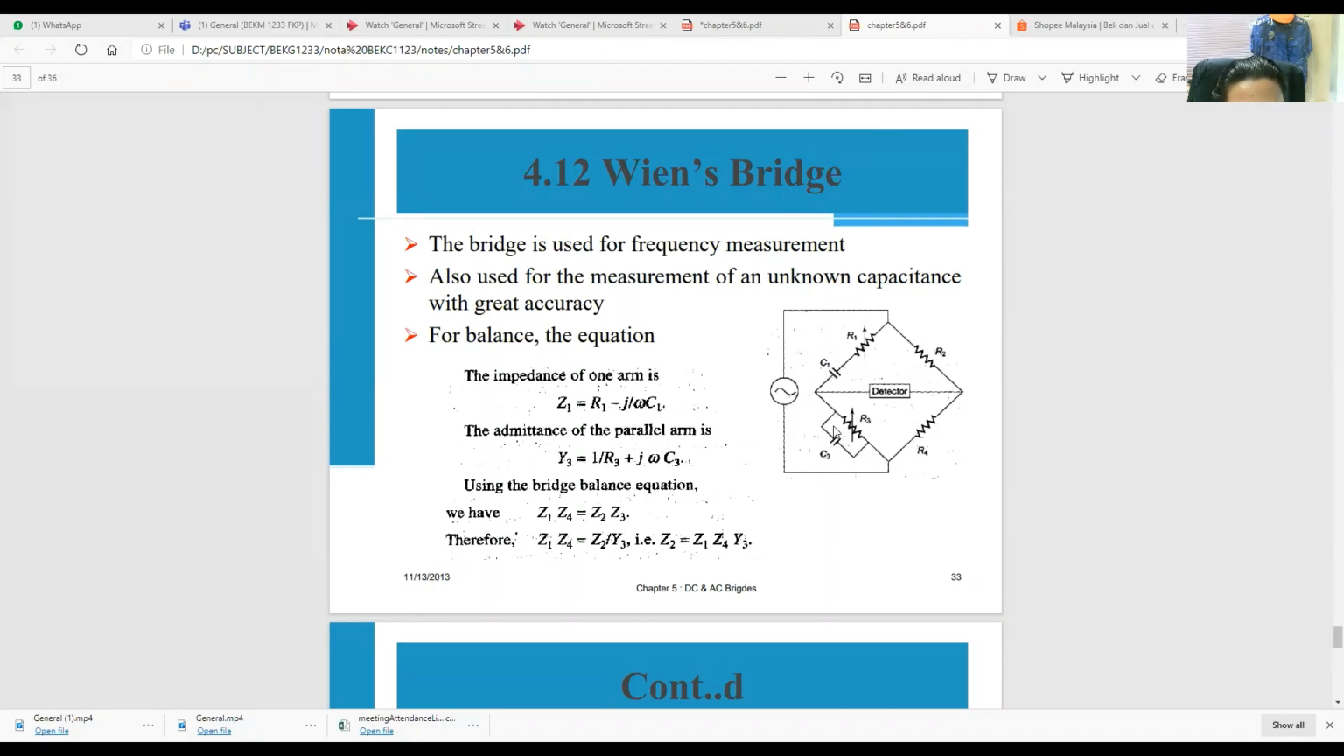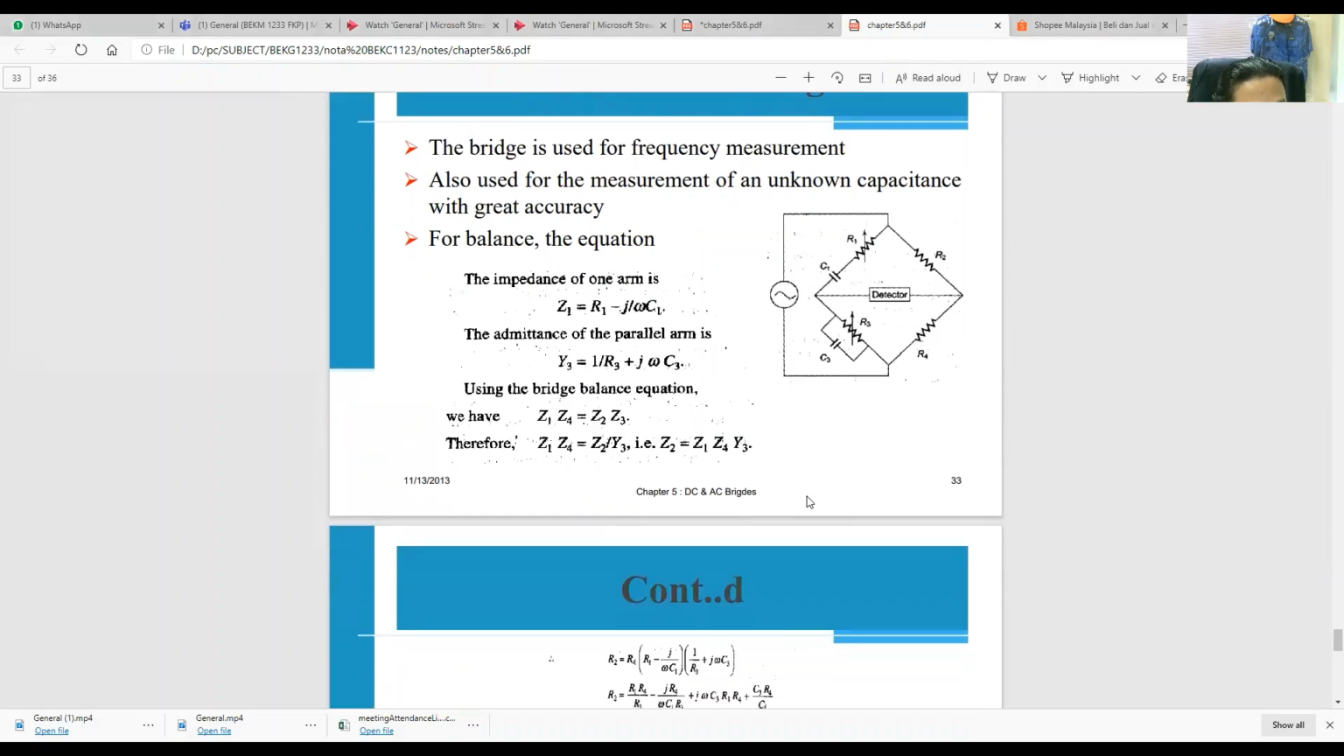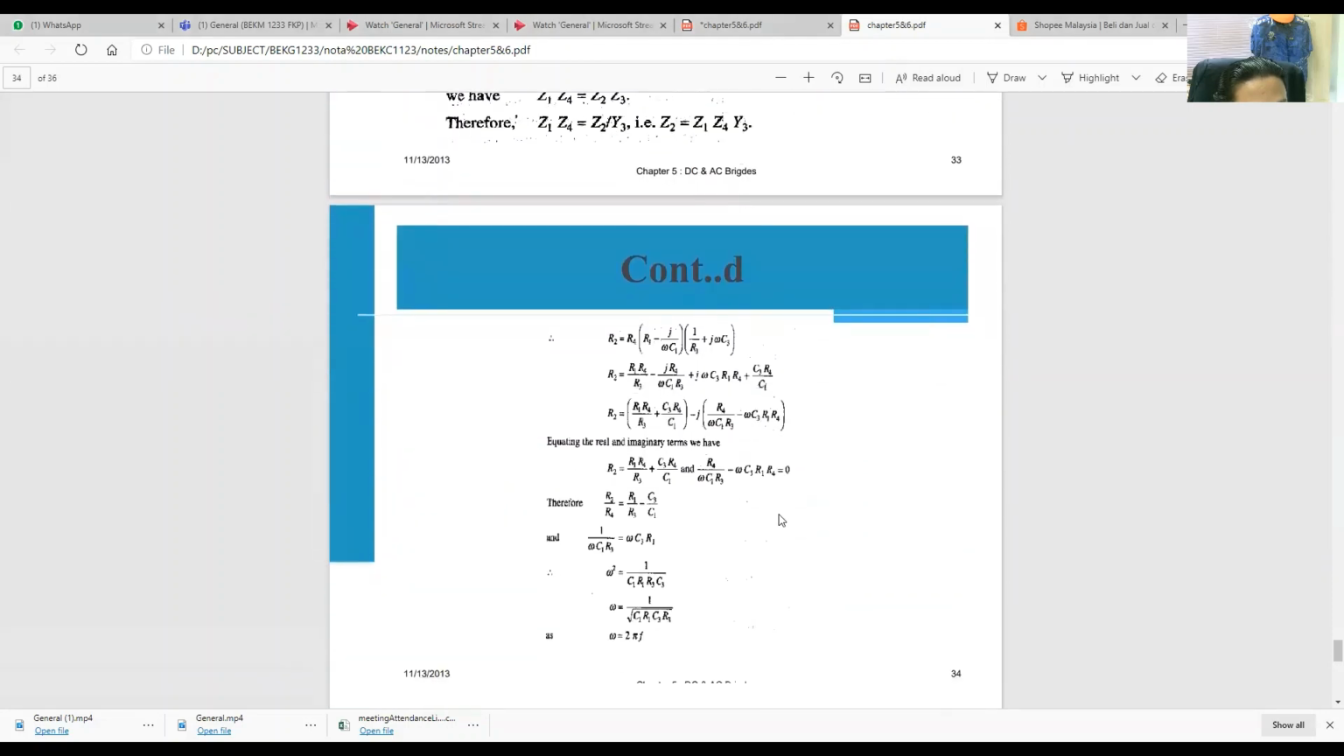Before this, for the Hay bridge we only have the R3, but this one we have the parallel capacitor C3, and Z4 we only have the R4. So the equation will be the same, based on the balance equation: Z1 multiplied by Z4 equals Z2 multiplied by Z3. Then just substitute the values of Z1, Z2, Z3 and Z4, so you can get the equation.